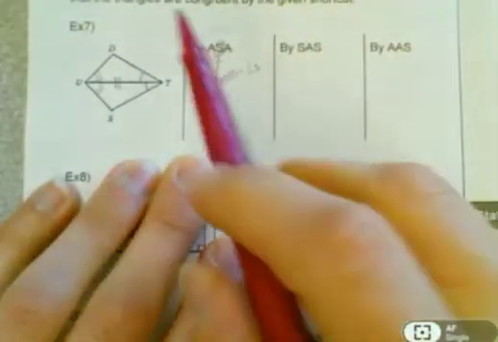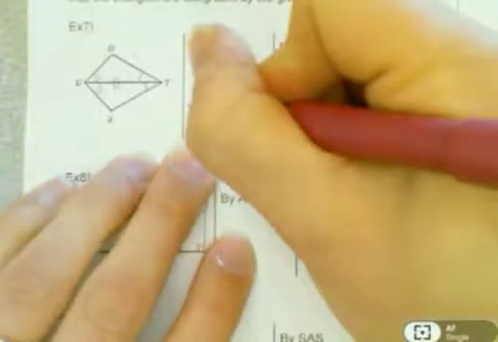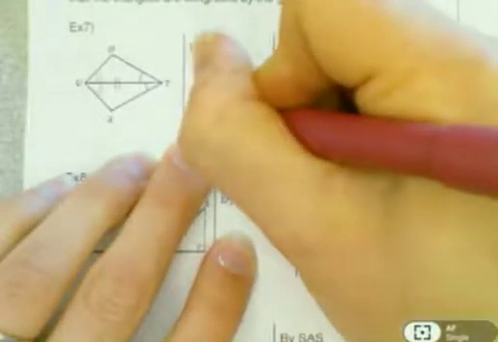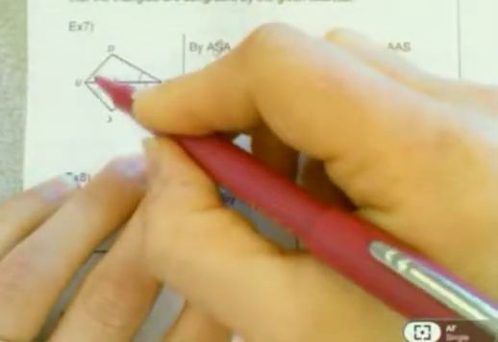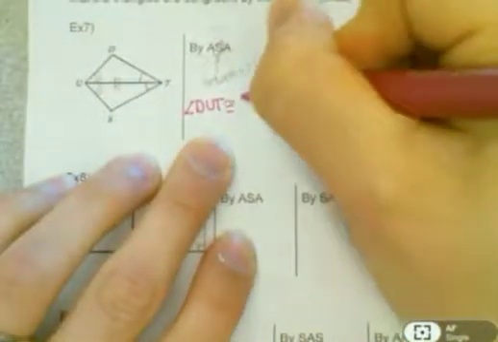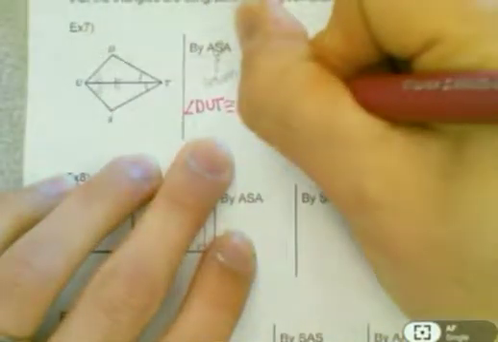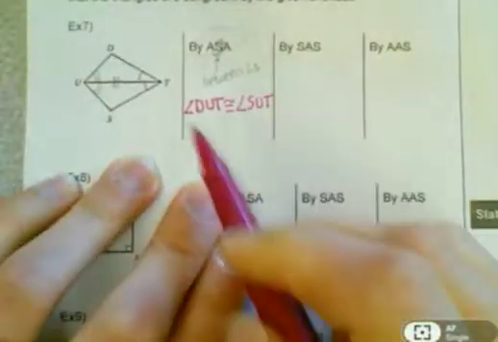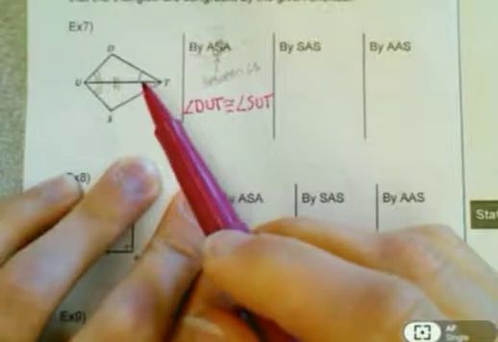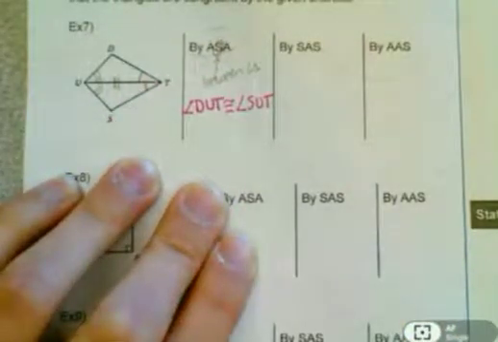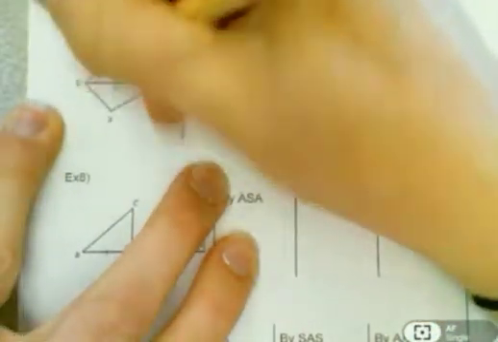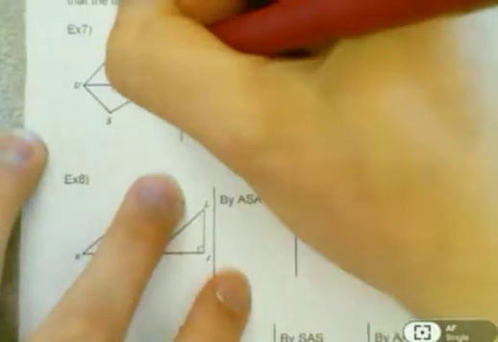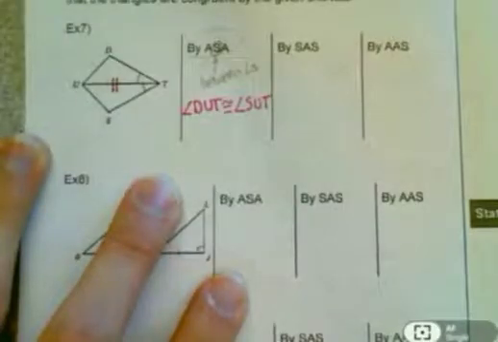And so when it says what additional information would be needed, you would say you would need to know that angle DUT, that's this angle here, is congruent to angle SUT. If you know that, then you know that these triangles are congruent by ASA. Now over here we have a totally different problem, so I'm going to erase that. I should have done this one in marker because that will always be true in this problem.